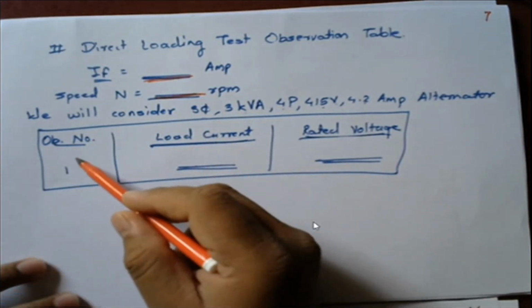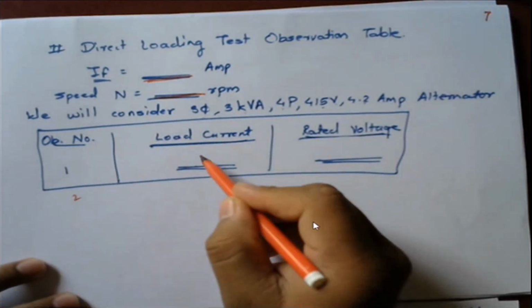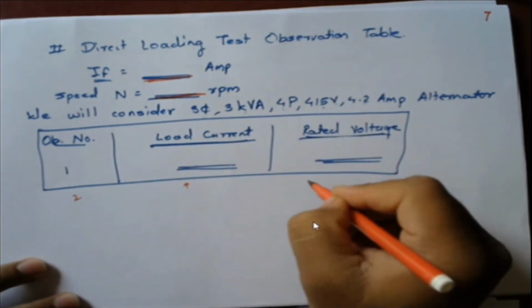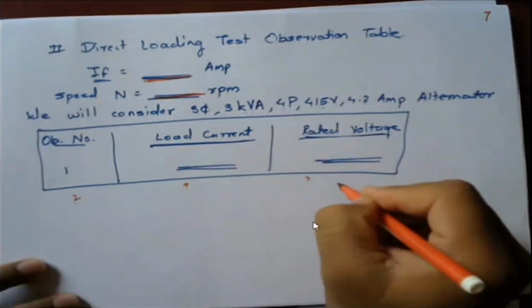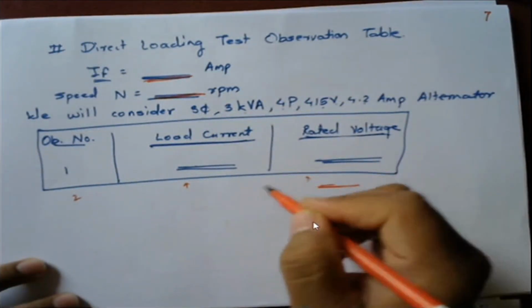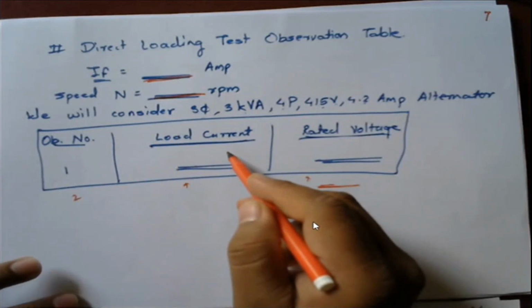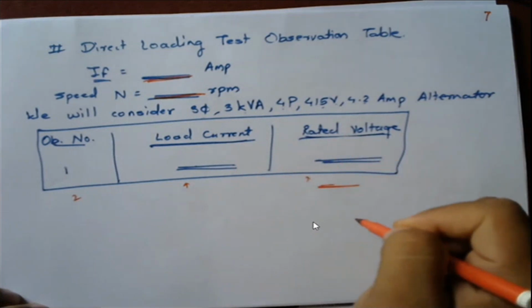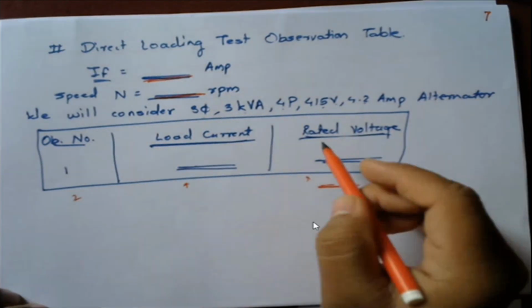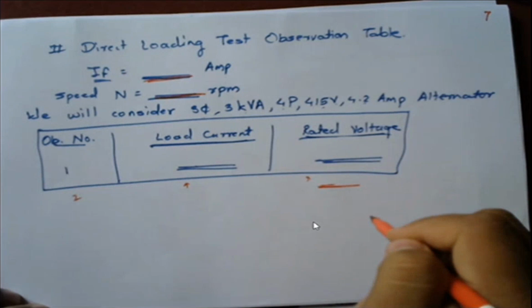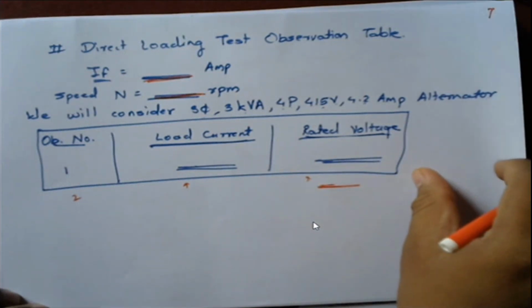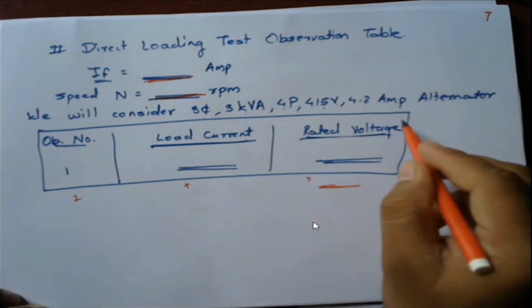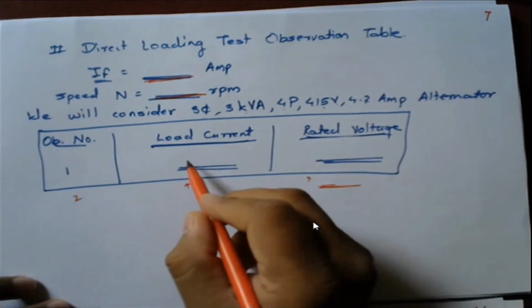Then I will take the next reading, the second reading. By increasing some load, what will happen? The load current will increase and the voltage will have some value. Let us say by increasing the load there may be a drop in voltage. So we have to adjust the excitation to maintain the rated voltage.